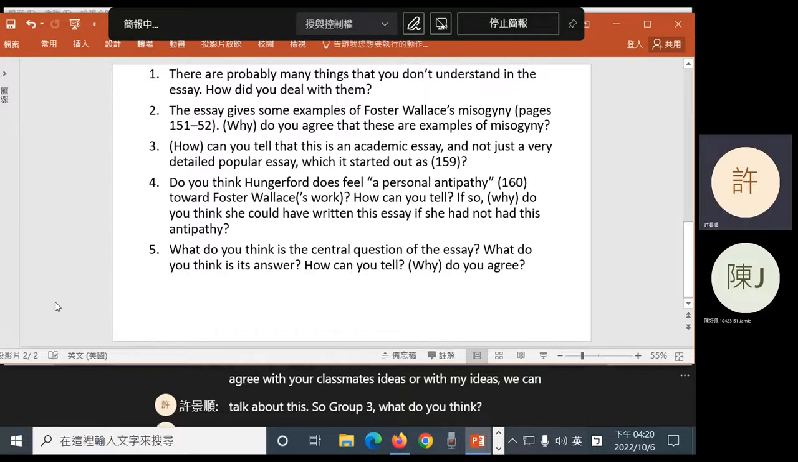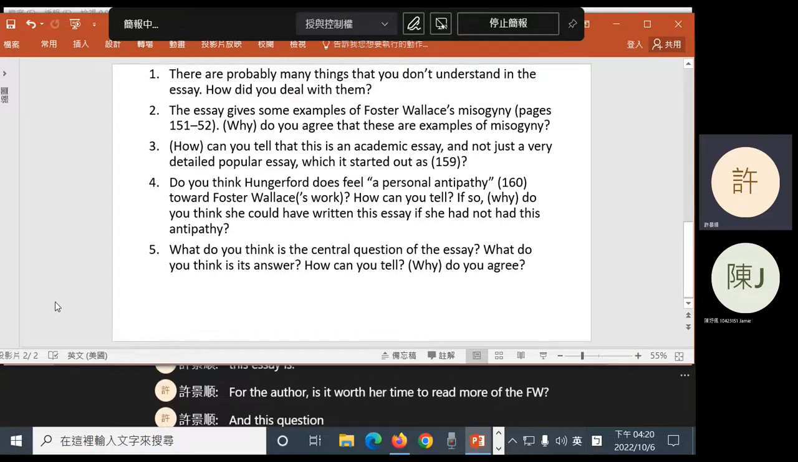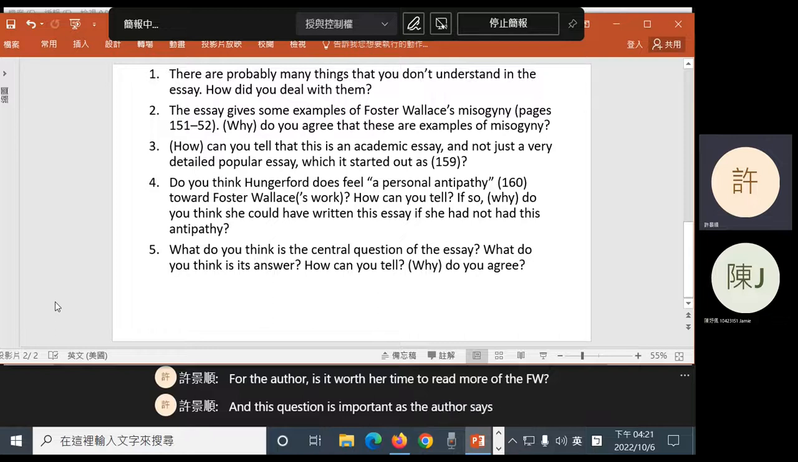Okay, thank you. Group three thinks that the central question of this essay is, for the author, is it worth her time to read more of DFW? And this question is important, as the author says, because there are so many things that she could read with her limited time. So she has to make a decision for herself. Should she spend that time reading more of DFW?